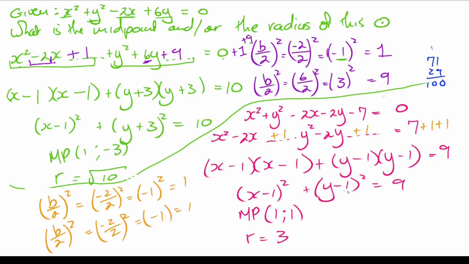Okay, midpoint was this and this, but we changed the sign, and the radius was the square root of 3. And Sarah is your aunt.